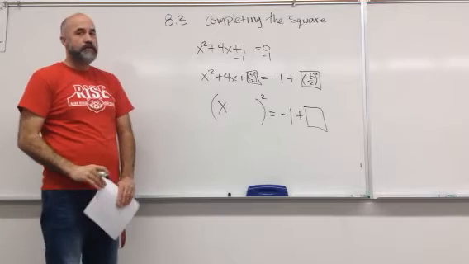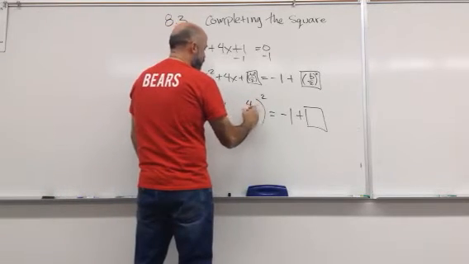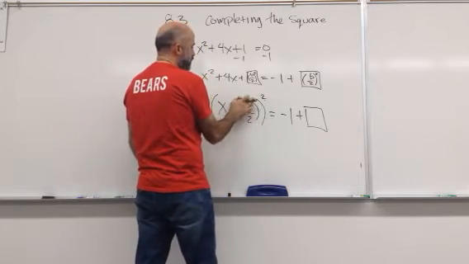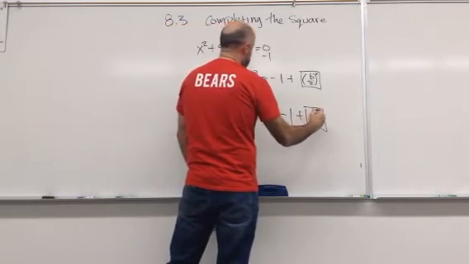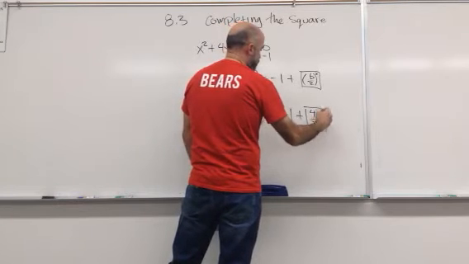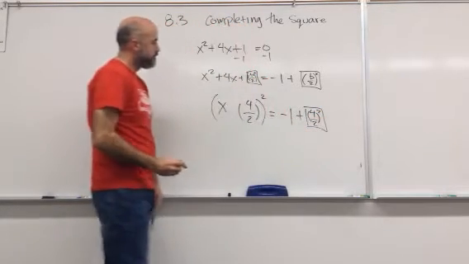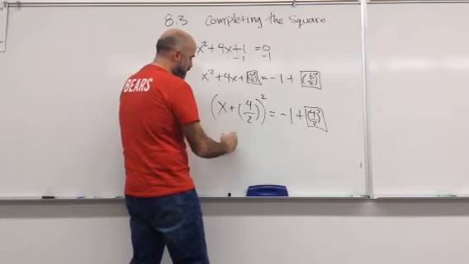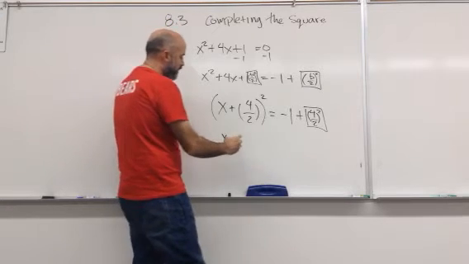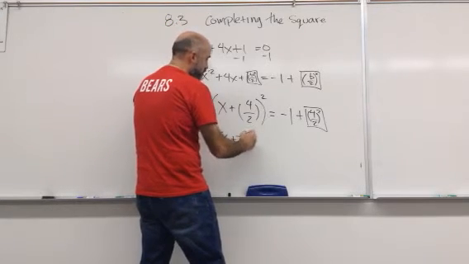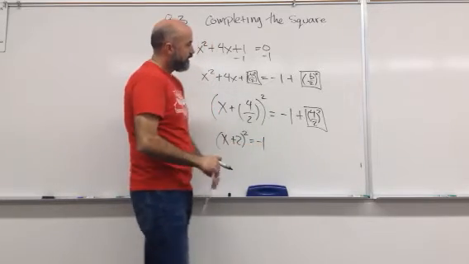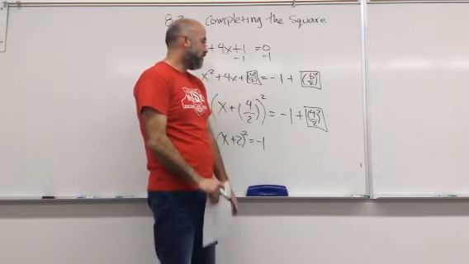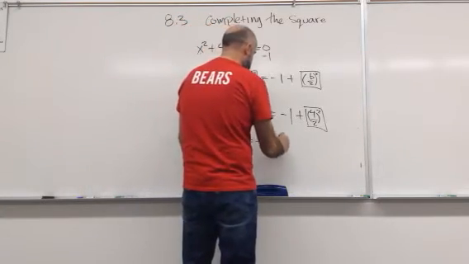So b is 4, 4 over 2 squared. Oh no, it's not squared because it's squared here. So this is also 4 over 2 squared. So this carries the same sign. x plus, and 4 over 2 is 2, equals negative 1. And then over here, 4 over 2 is 2. Squared is 4.